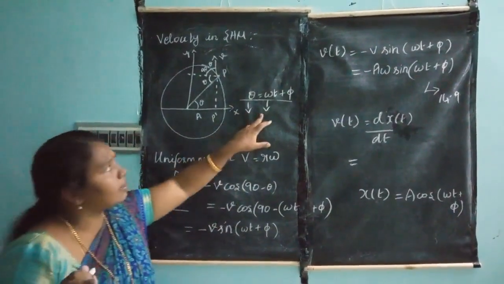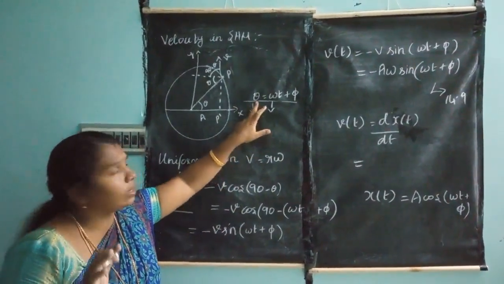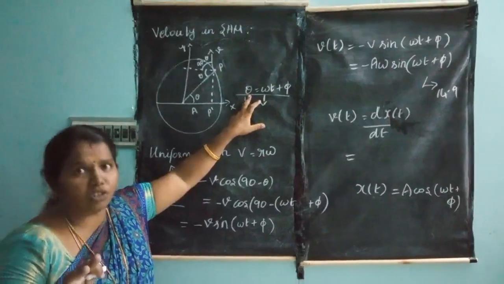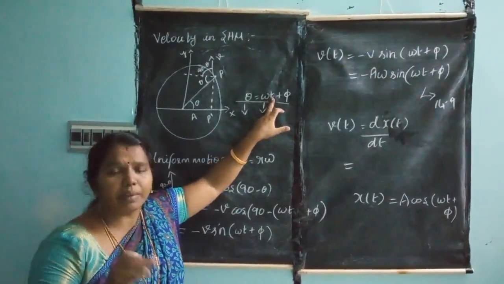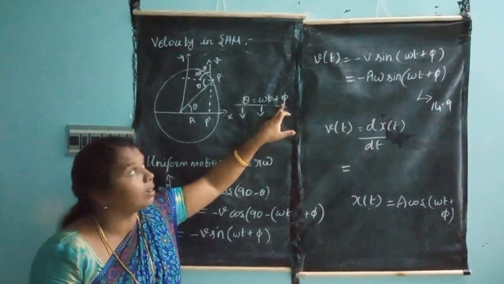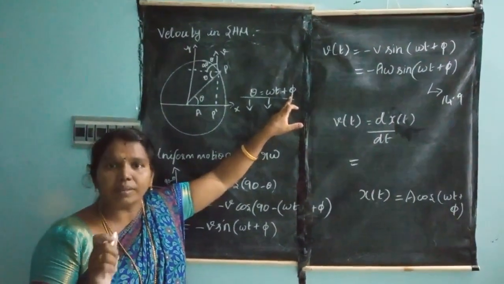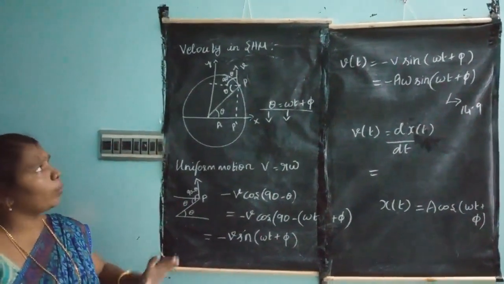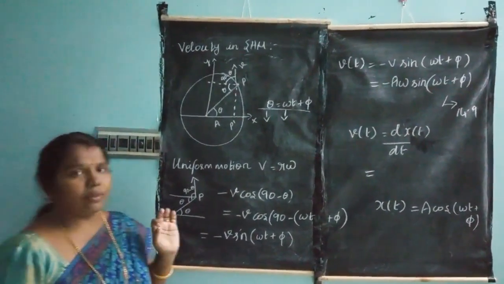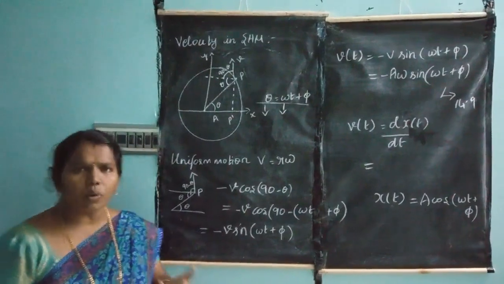We discussed this in the last class itself. What is theta? Theta is the angular position, omega is the angular velocity, and as time increases it makes a phase angle. What is phi? Phi is the phase angle. So I hope you understand this topic. The next topic we are going to discuss is the velocity in SHM. So what is the velocity?